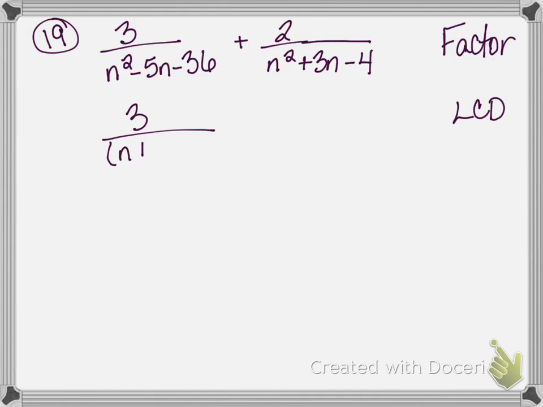Is that just like the steps? Factor first and then find the LCD? Yes, you've got to factor the denominator first. And after you factor the denominator, you can find the LCD.